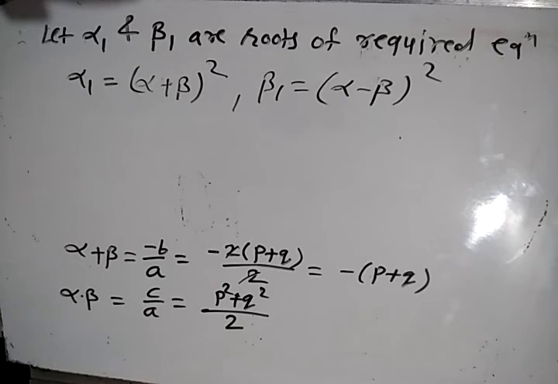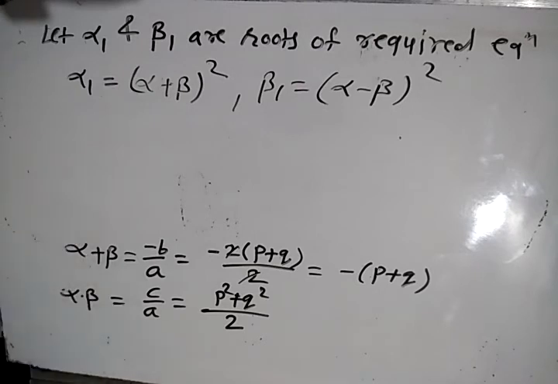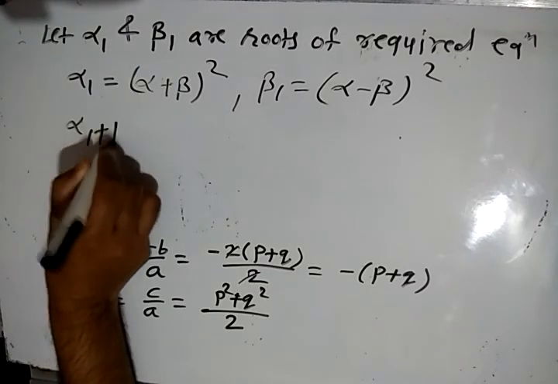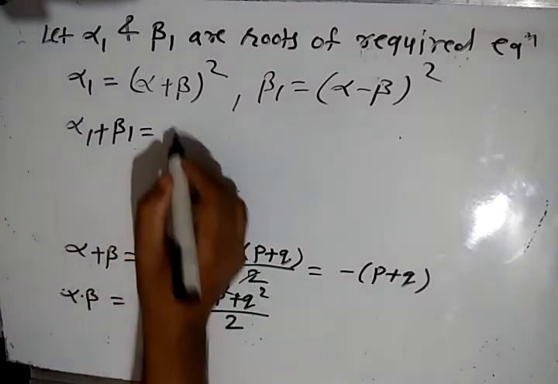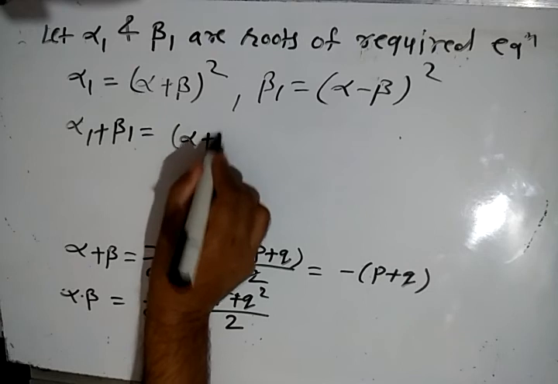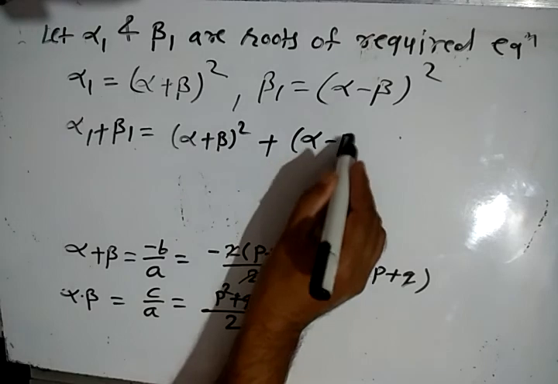Then the sum of the roots of the desired equation: we can write alpha 1 plus beta 1 is equal to... because we have to write the desired equation. To write the desired equation, we require the sum of the roots and the product of the roots of that equation. If alpha 1 and beta 1 are the roots of the new equation, then alpha 1 plus beta 1 is equal to alpha plus beta whole square plus alpha minus beta whole square.